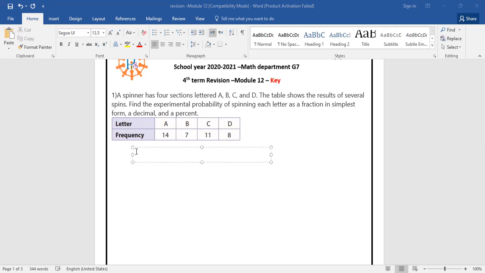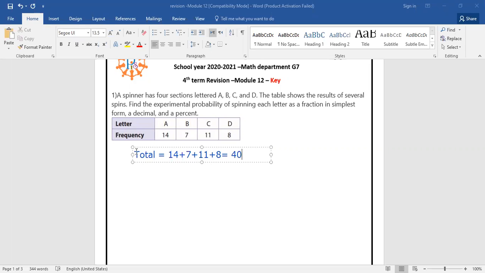I want everyone to work with me and tell me the answer, please. What is the total now? 40 spins. How did you find it? We said that we are going to add 15 plus 7 plus 11 plus 8. So the answer will be equal to 40.